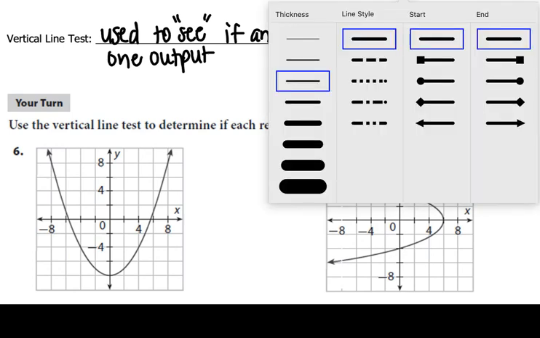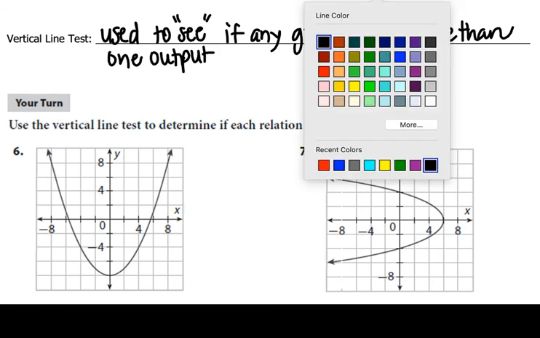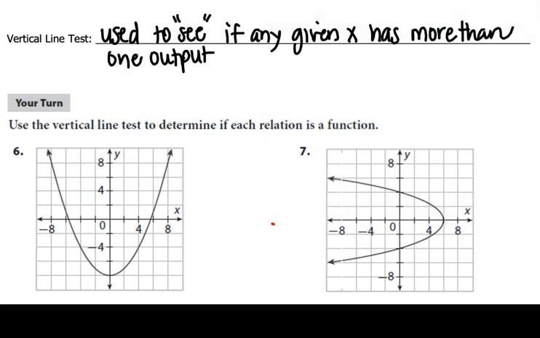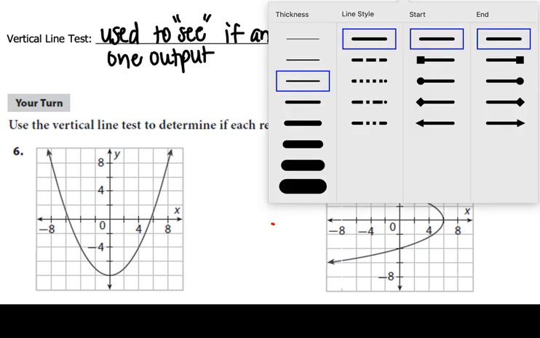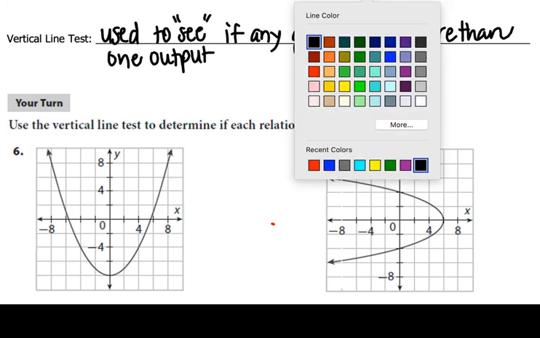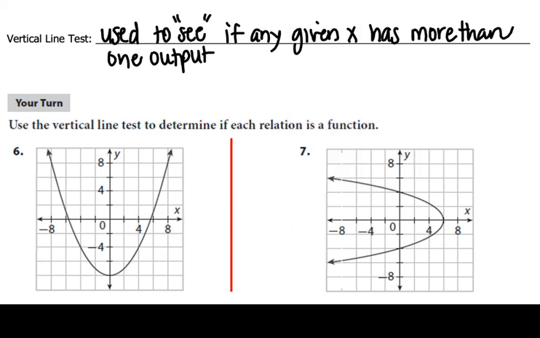So let's use the vertical line style. There we go. I'm going to make it red. It's just been a while. There we go. So I'd like to use that vertical line right there.